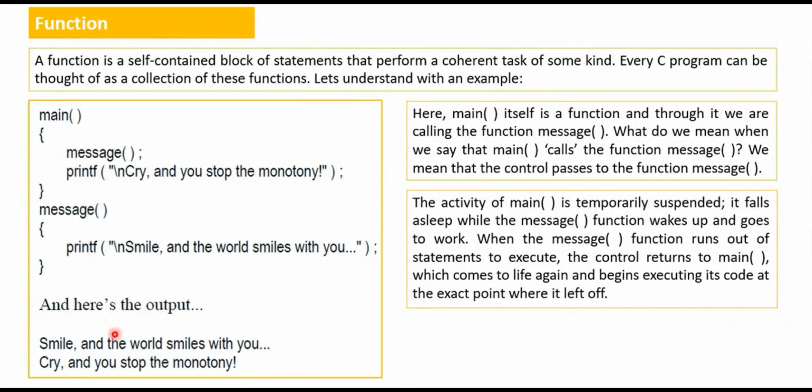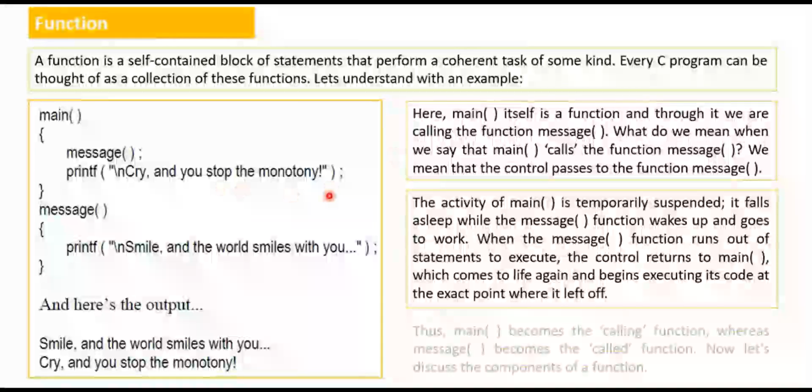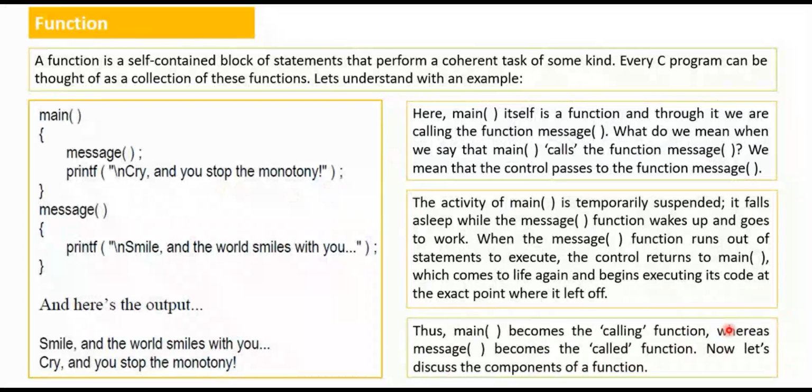Okay, so you can see the output: "smile and the world smiles with you". That means this is the output of the message function, and "cry and you stop the monotony". So this is the execution of the main function. Thus main becomes the calling function, whereas message becomes the called function.